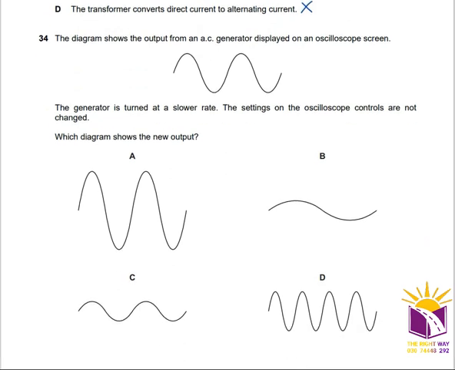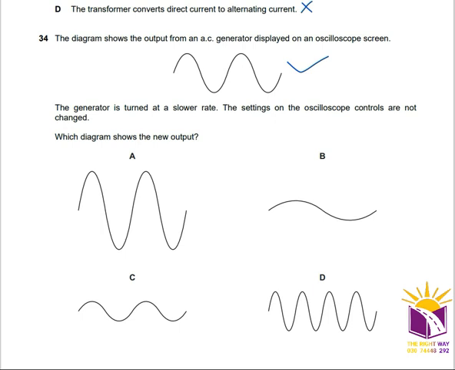Question number 34. The diagram shows the output from an AC generator displayed on an oscilloscope. The generator is turned at a slower rate. The settings on the oscilloscope controls are not changed. Which statement shows the new output?